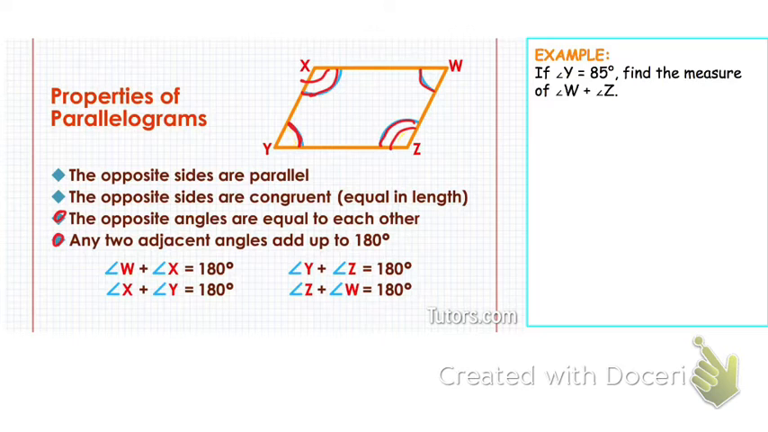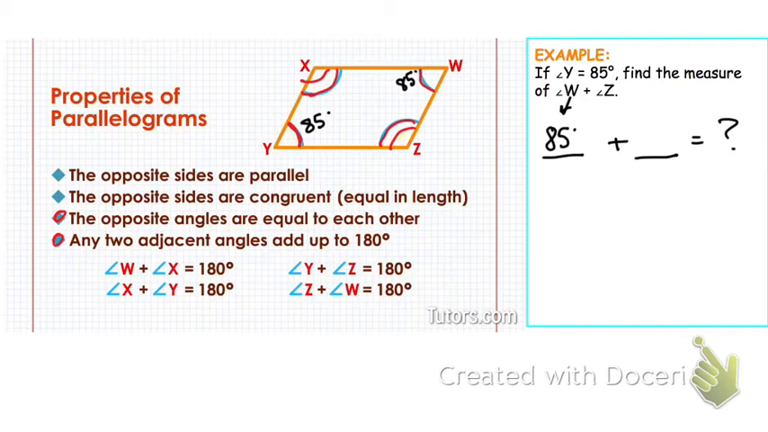So in this example, they're telling us that angle Y is 85 degrees. And they want to know what angle W plus angle Z equals. So angle W plus angle Z. So if Y is 85 degrees and opposite angles are congruent, that means angle W is 85 degrees. So angle W is 85 degrees.